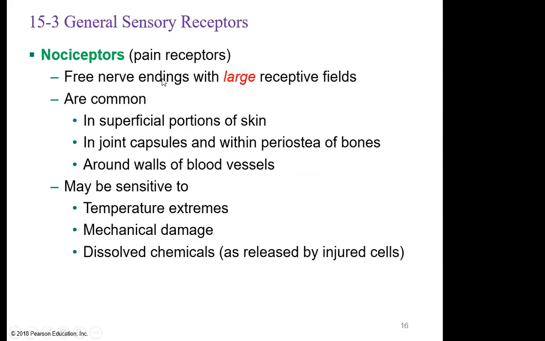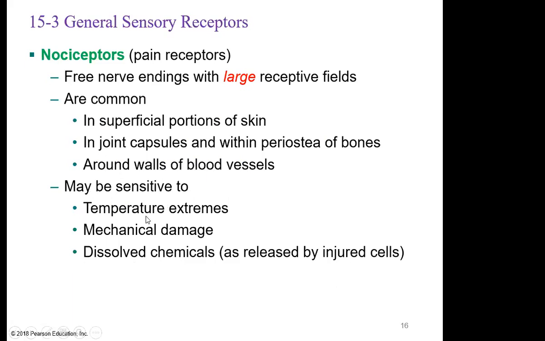These are free nerve endings. So highlight that, free nerve endings with very large receptive fields. And like I said, I'll talk about receptive fields in just a minute. They're more common in areas of your skin, joint capsules, around blood vessels. And these are the things that free nerve endings can be sensitive to. So this is the information, the what, that can be picked up from free nerve endings.